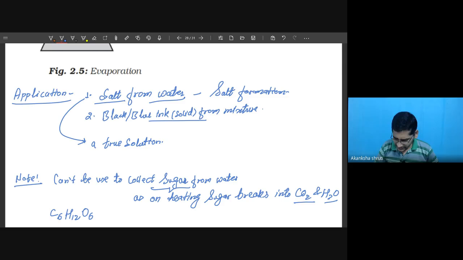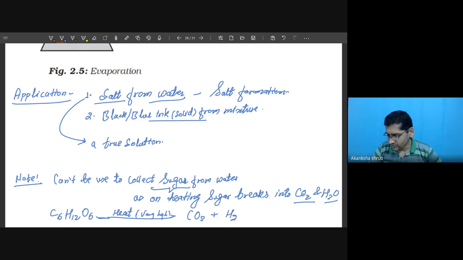When it is heated, not just normal heating, but largely very high temperature, it gets converted into carbon dioxide and water. So the sugar particles get dissociated, therefore this cannot be used for separating the sugar from the water. Okay, student, this is what is important. This can be used for a true solution or colloidal solution.